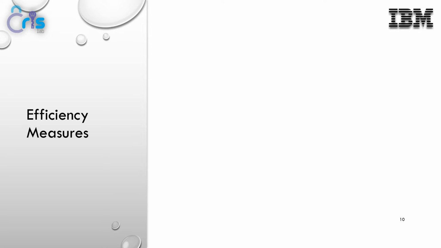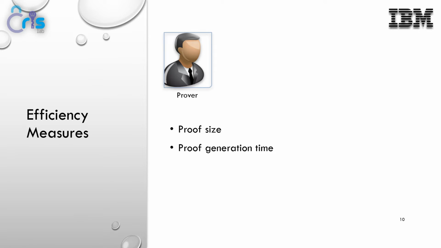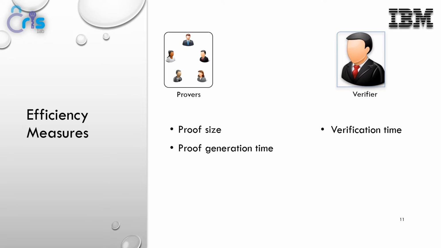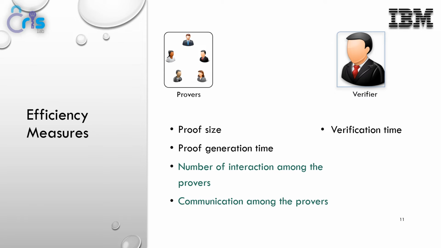While giving the definition of DPZK, we observed that the efficiency measures of standard zero knowledge are not adequate to judge the efficiency of a distributed prover zero knowledge protocol. For a standard zero knowledge, a prover's efficiency is measured by the proof size and the proof generation time, and a verifier's efficiency is measured by the verification time. In the DPZK, along with these parameters, we also need to consider the number of interactions among the provers and the amount of communication among the provers to generate the proof to judge the efficiency of the protocol.